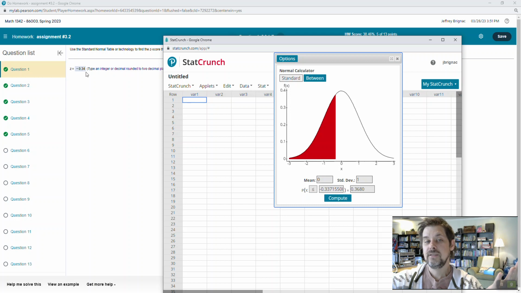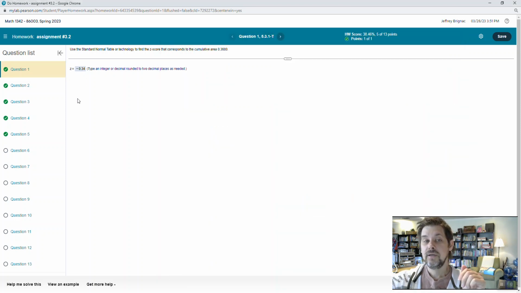Now I noticed that in my math lab it says round to 2 decimal places. So I have to take negative 0.337 to 2 decimal places. It's going to be negative 0.34, and that's what I put in. All right, so that's how we find the z-score with StatCrunch.